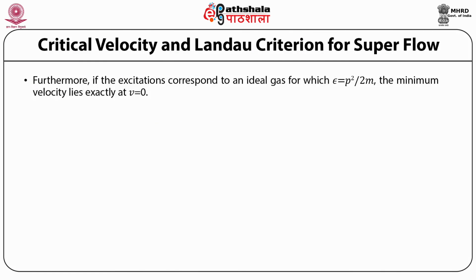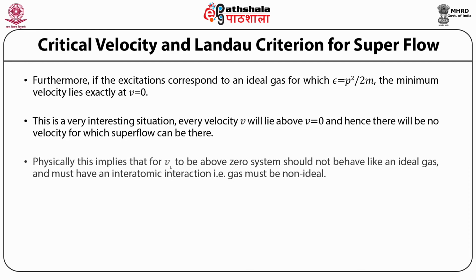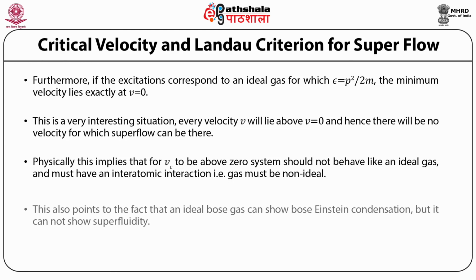Furthermore, if the excitations correspond to an ideal gas for which epsilon is equal to p square upon 2m, the minimum velocity lies exactly at v equal to 0. This is a very interesting situation. Every velocity v will lie above v equal to 0 and hence there will be no velocity for which superflow can be there. Physically, this implies that for vc to be above 0, the system should not behave like an ideal gas and must have an interatomic interaction, that is, the gas must be non-ideal. This also points to the fact that an ideal Bose gas can show Bose-Einstein condensation, but it cannot show superfluidity. For superfluidity to be there, the Bose gas must be non-ideal.